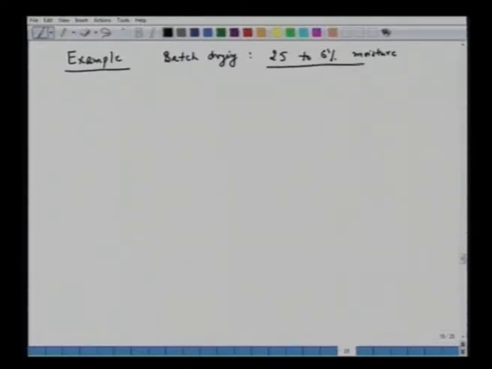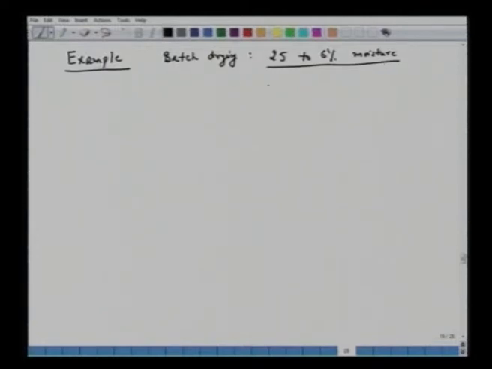So with that, now we take an example for the time of drying for a batch system. So we take this example here, a very simple example but very basic. This is about batch drying. The problem reads something like this, that we want to decrease the moisture content from 25 to 6%.